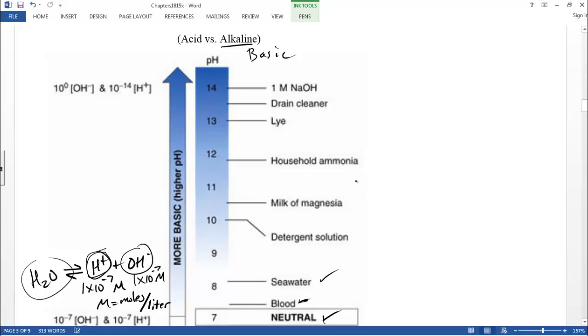We got seawater. And then there's ammonia. We mentioned that's a base. And so the pH is around 12, meaning we have a lot of hydroxide ions and less H plus ions.